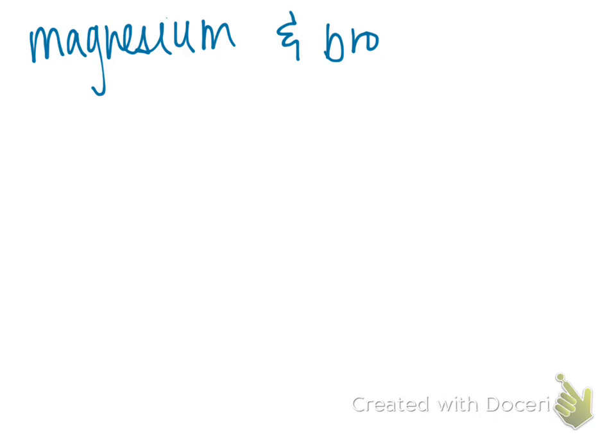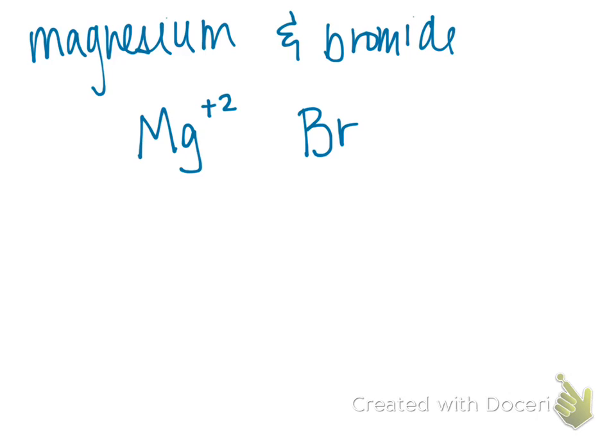So let's say that I want to make a compound between magnesium and bromide. I want to form a compound between magnesium and bromide. So the first thing that I'm going to do is write out these elements and their charges. Magnesium is Mg, and what's magnesium's charge? +2. And I have bromide, which is Br. What's the charge for bromide?